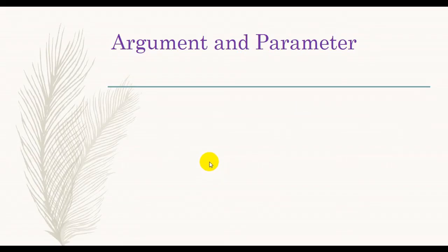In last class we had learned modular programming, advantages and disadvantages of modular programming, and we had written some modular programs also using sub procedure. And in that modular programming we had talked about argument and parameter. So we are going to discuss in detail about argument and parameter now.